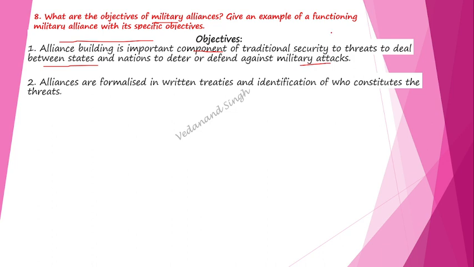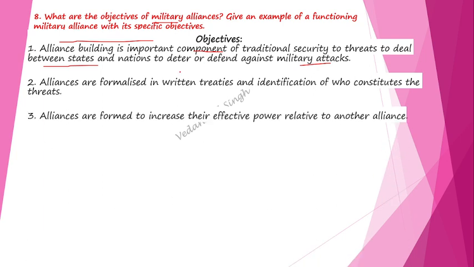Next, alliances are formalized in written treaties with identification of who constitutes the threat. Generally it is formalized to identify who has given the threats to that country, and this is the second point. And the third point, alliances are formed to increase their effective power relative to other alliances. Generally, alliances are formed to increase the effective power of the nation.